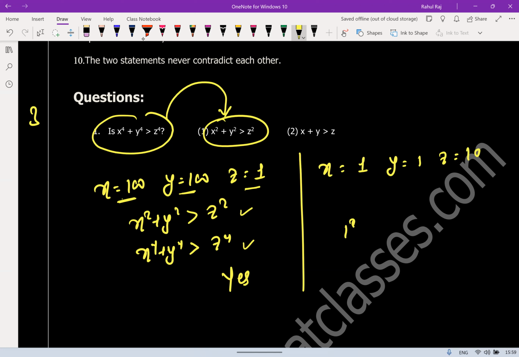And they tell me, Rahul, 1 to the power 4 plus 1 to the power 4 is not greater than 10 to the power 4. But do you think you can take these numbers? Yes or no? Tell me this first. Because whatever number you take, please be 100% sure that statement number one should be satisfied. You are not supposed to challenge.